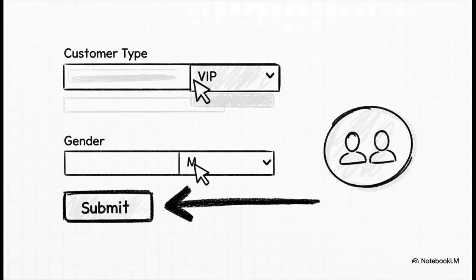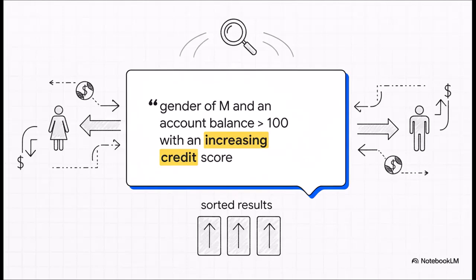So let's picture the old way. You've got a form like this one. To find a male VIP customer for your test, you'd click a drop-down, select VIP, then another one, select M, and hit Submit. And yeah, it gets the job done. It'll find you some accounts, but you had to know exactly which fields and values to pick. It's pretty rigid.